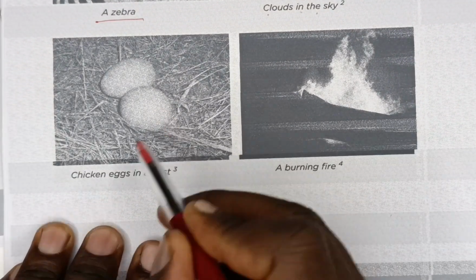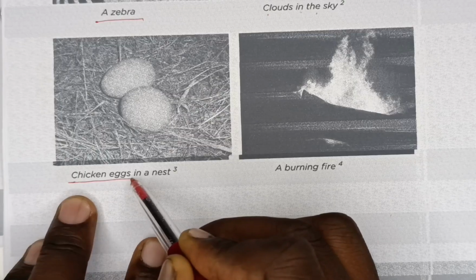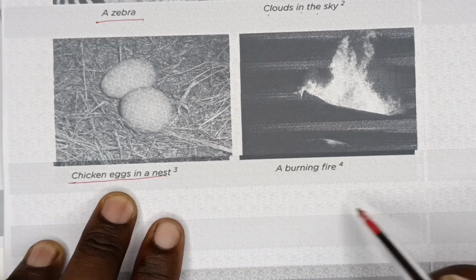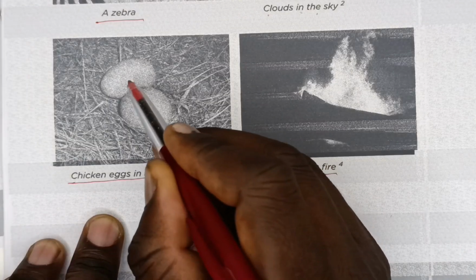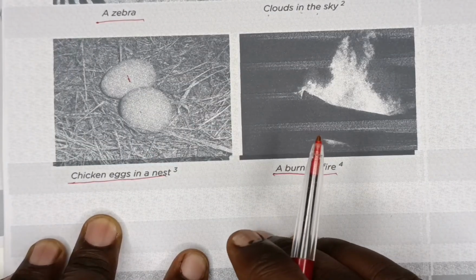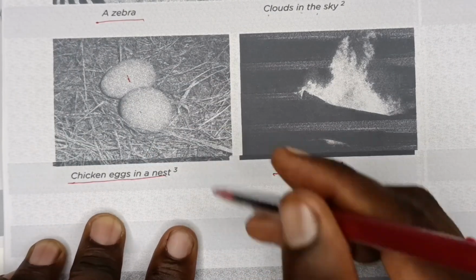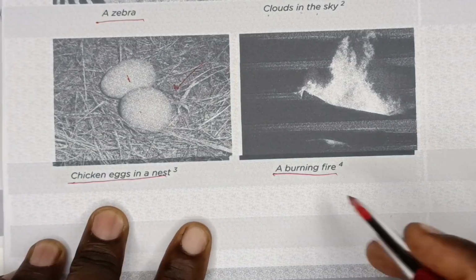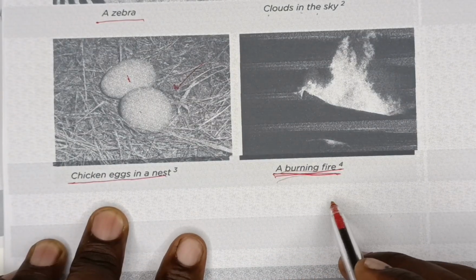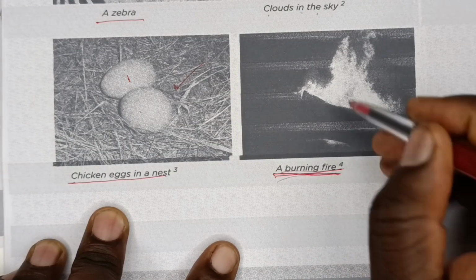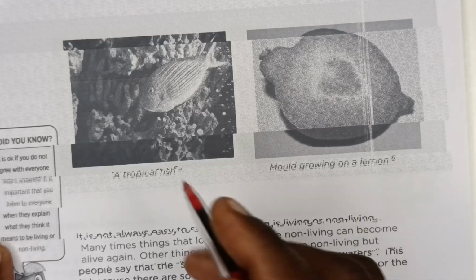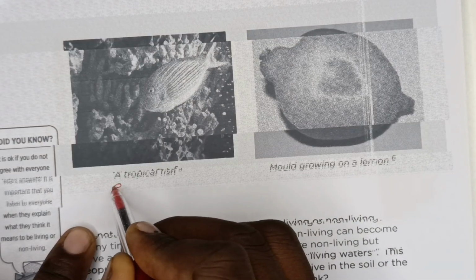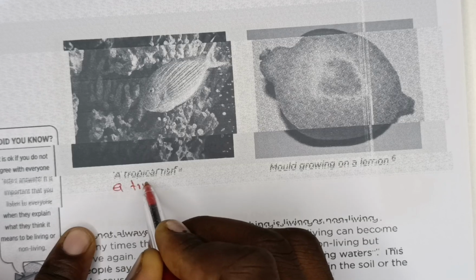So here we have got chicken eggs in the nest, and this is a burning fire. Are chicken eggs living or non-living? They are living. Is a burning fire living or non-living? It's non-living.